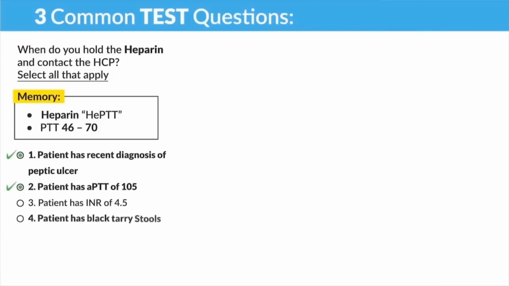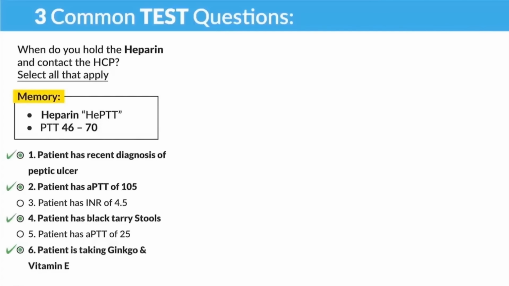How about 4? Patient has black tarry stools. Yes, that could be indication of a GI bleed. And patient has a PTT of 25. Well, that's under 46, so just keep on giving the heparin for sure. And lastly, patient is taking ginkgo or vitamin E. Guys, definitely hold the medication. Huge risk for bleeds. Now, question number 2.